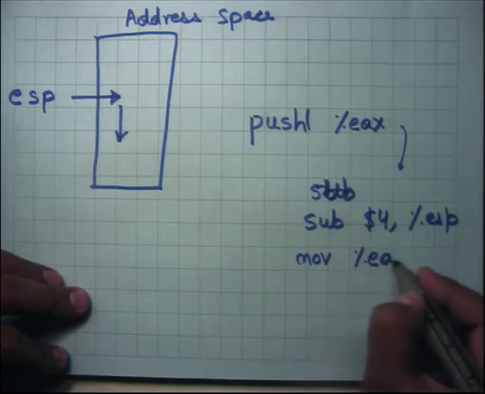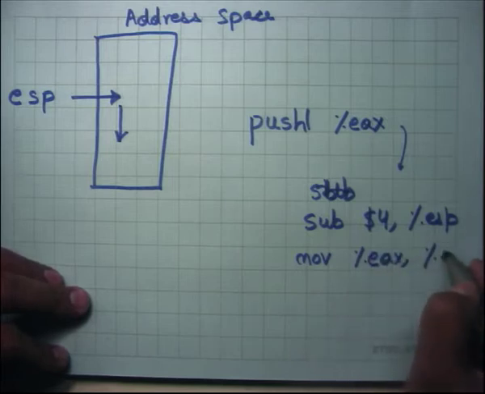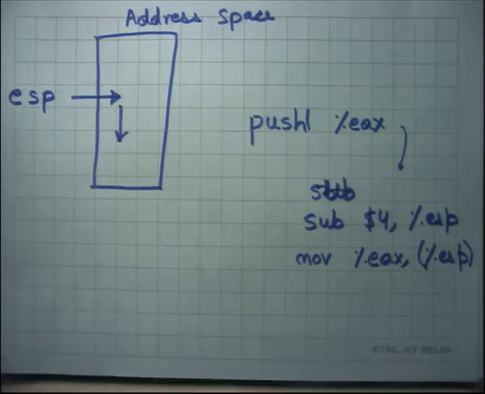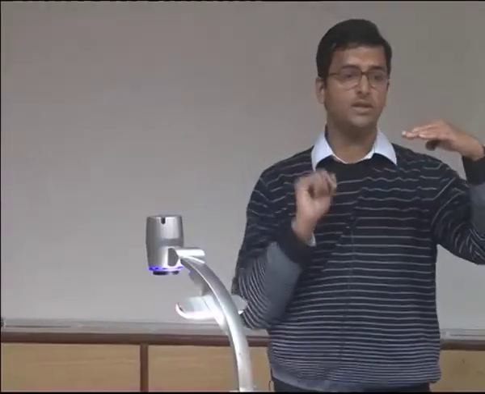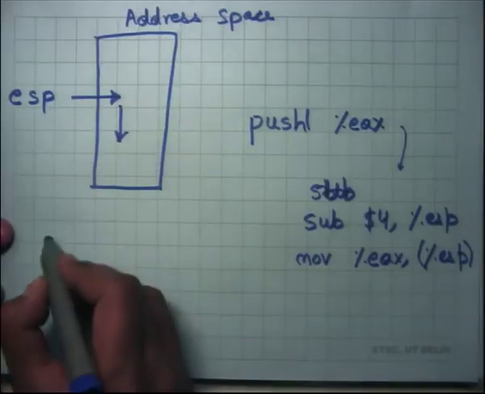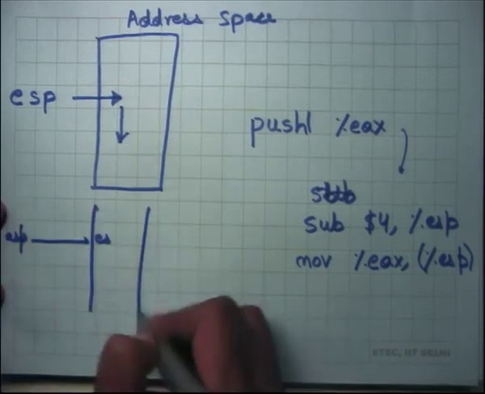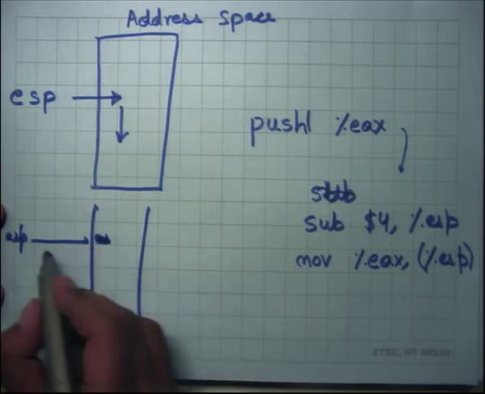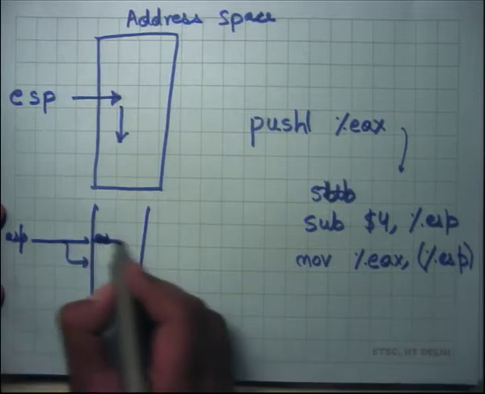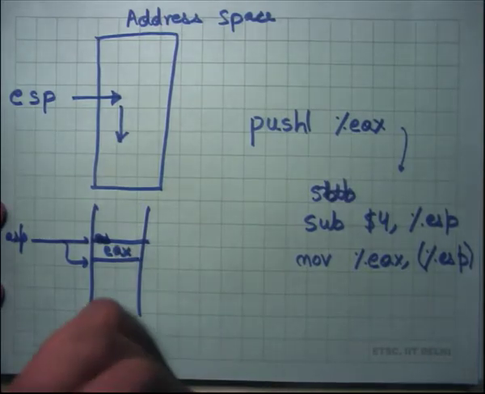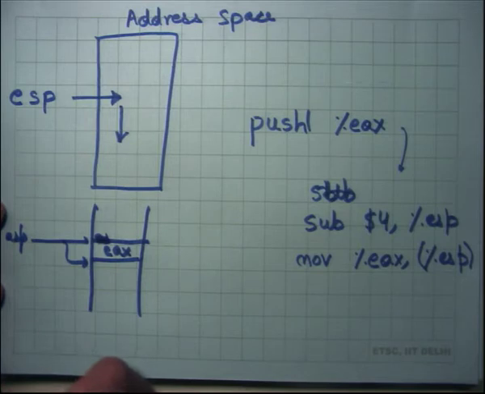and move EAX to the memory location pointed to by ESP. That's what push means. So here's ESP, you call push, it's going to decrement the stack and put EAX in that. In other words, if this was ESP, pointing here, then when you call push, ESP is going to now point here, and this memory location will now contain the contents of EAX.